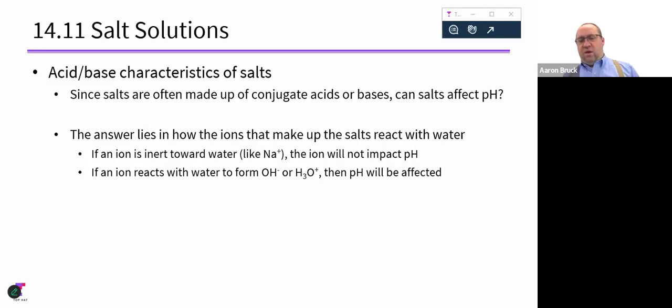So to answer the question about salt and pH, what we really have to think about are the conjugates themselves. What do the conjugates do? What do the conjugates look like? And the questions that we have to answer are things like these. How does that ion react with water? What is it a conjugate of? Is it a conjugate of something strong or something weak? Will it react with water to form a hydroxide or to form a hydronium ion?